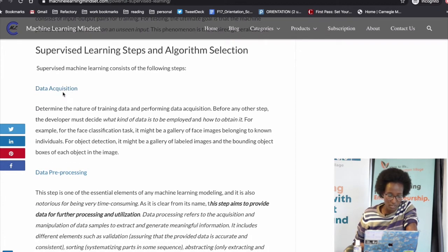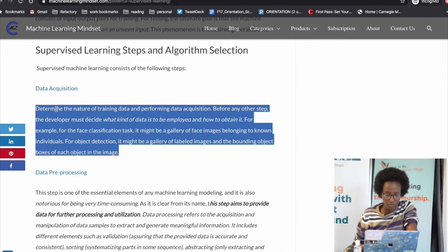So the first one is data acquisition. Determine the nature of the training data and perform data acquisition. Before any other step, the developer must decide what kind of data is to be employed and how to obtain it. For example, for a face classification task, it may be a gallery of face images belonging to known individuals. For object detection, it may be a gallery of labeled images and the bounding boxes for each object in the image. So this is really self-explanatory. The first step is always to acquire the data.